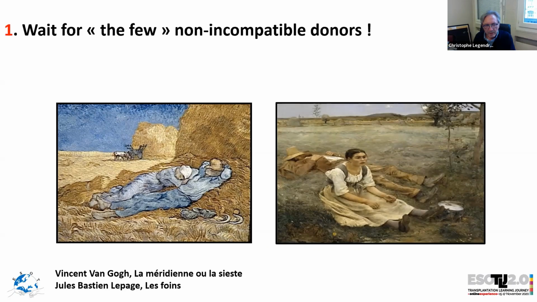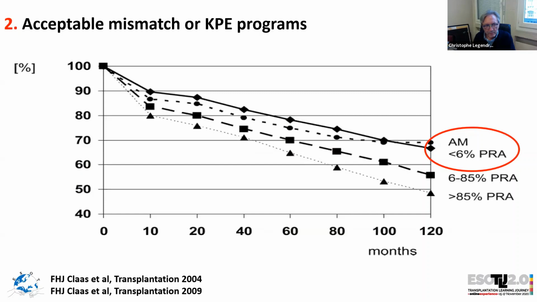So how is it possible to transplant these patients? There are three ways to do it. The first one is to do nothing, to wait for compatible donors. It sometimes works, but you have to wait for months or years, and we know that this type of dialysis is bad for the results of transplantation. The second option, next one, is an acceptable mismatch program or kidney paired exchange program, and I won't speak about it because the next speaker will explain in detail what it is. It works, but not for all patients.